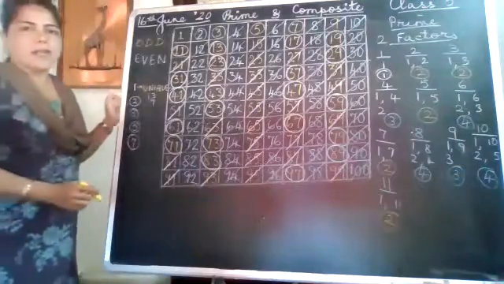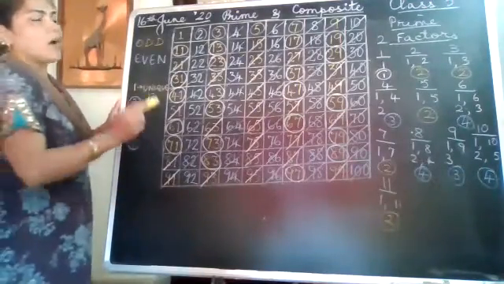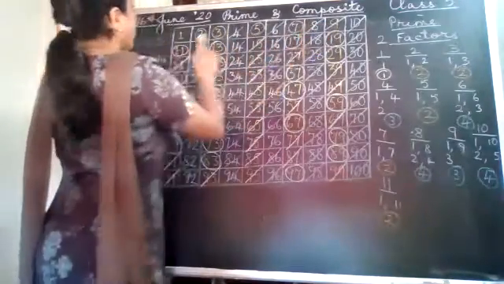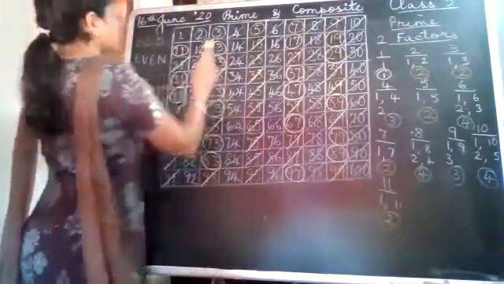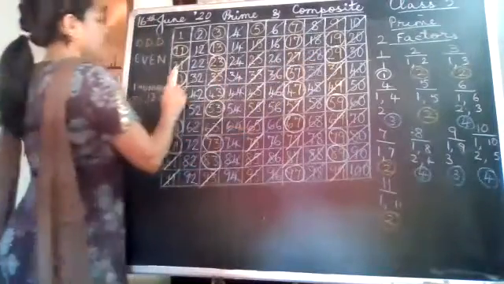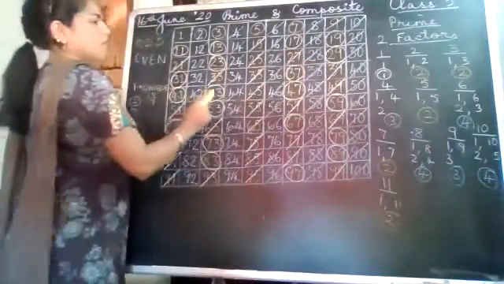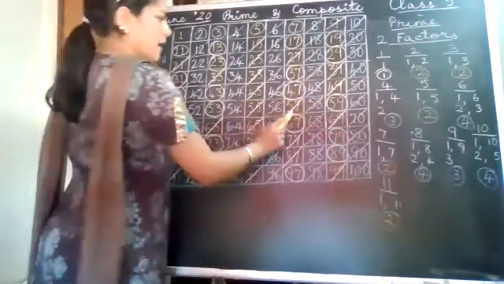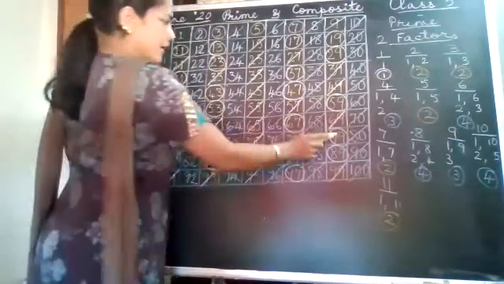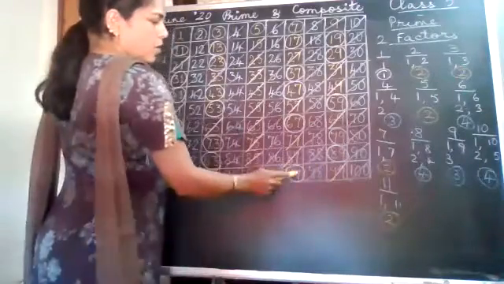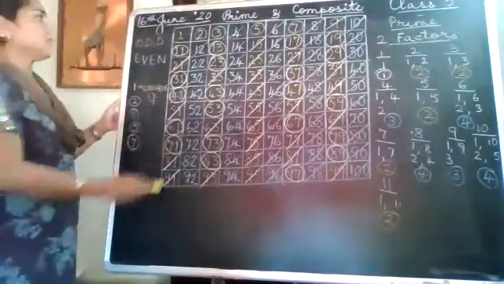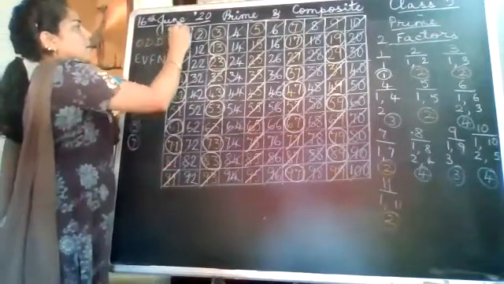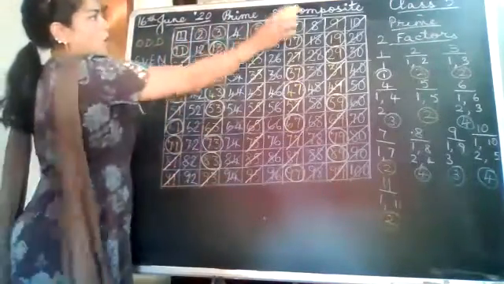So these are the prime numbers. Now, if you count them, there will be 25 prime numbers. 1, 2, 3, 4, 5, 6, 7, 8, 9, 10, 11, 12, 13, 14, 15, 16, 17, 18, 19, 20, 21, 22, 23, 24, 25. 25 prime numbers from 1 to 100. And 1 is the only number which is neither prime nor composite.